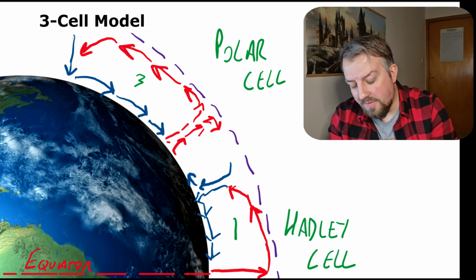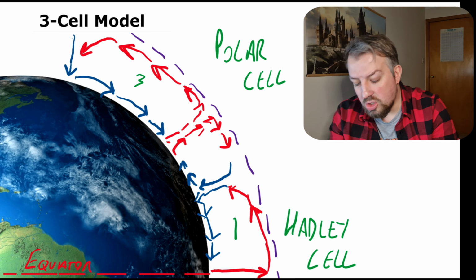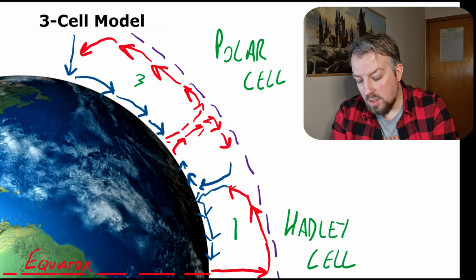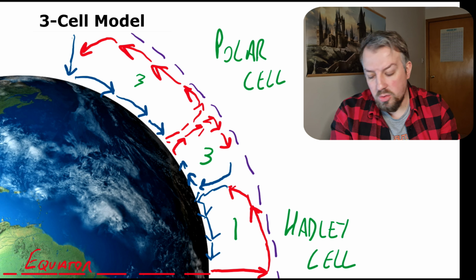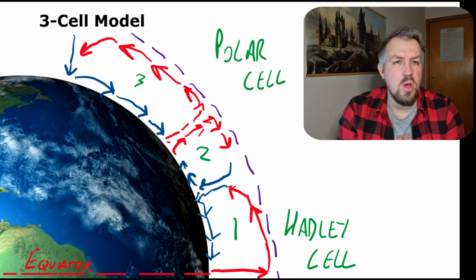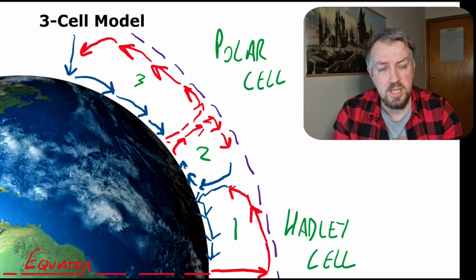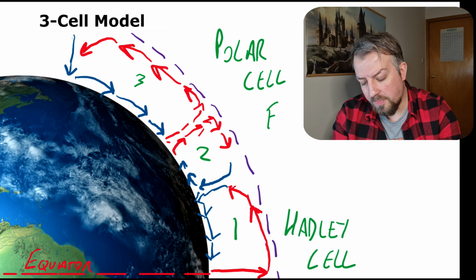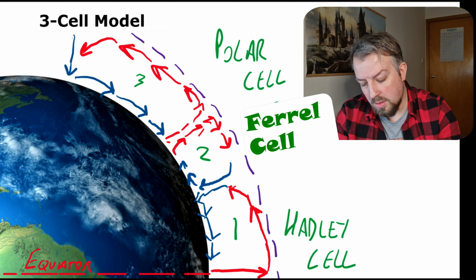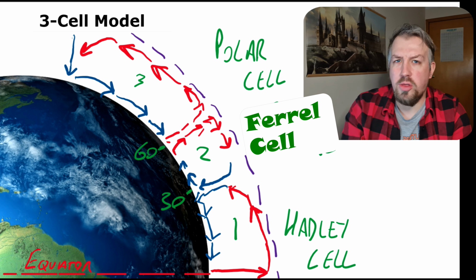And it diverges and converges at these two other cells. So the Hadley cell goes to about 30 degrees north, and the polar cell drops down to about 60 degrees north. So between that 30 and 60 degrees, we actually have this third cell known as the Ferrel cell. And this is our three-cell model.